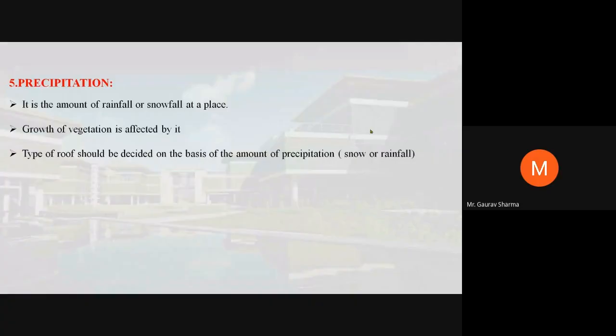ठीक है, so depending on precipitation we have to plan it in this way. Whereas in case of the others, yes, बोलिए.